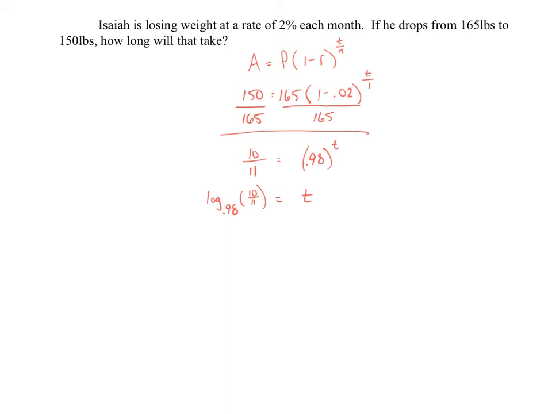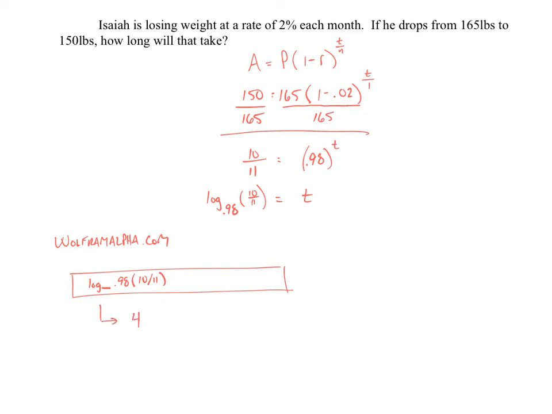Now, I know a lot of you don't have a graphing calculator at home. So I've said before, go to wolframalpha.com. And in the search bar, what you're going to punch in is log underscore 0.98 parenthesis 10 divided by 11 close parentheses. Then hit enter, and it will tell you what your answer is. And you should get 4.717. So I'm going to round here because it's my final answer, so I can round here.